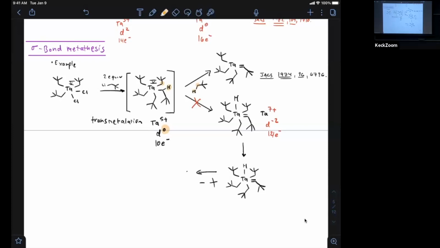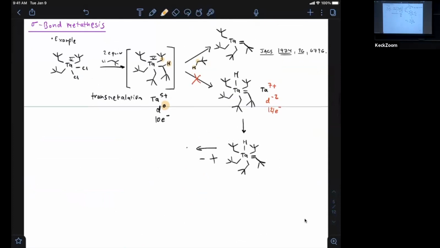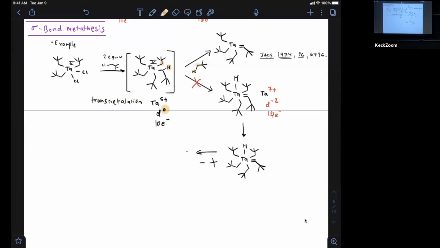Okay, good. So that sets us up to wrap up this briefly chunk of notes next week, and then we'll jump into metal carbon multiple bonded species.